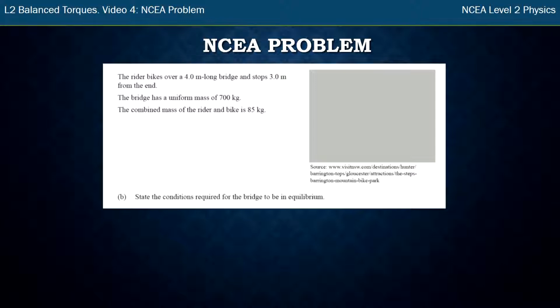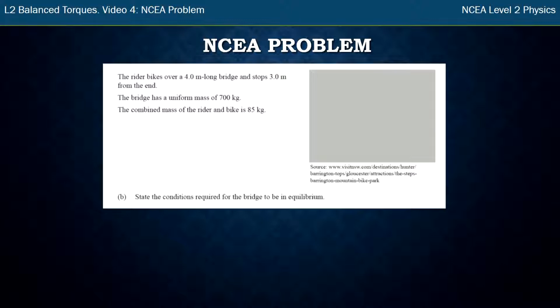A rider rides over a 4 metre long bridge and stops 3 metres from the end. The bridge has a mass of 700 kgs and the combined mass of the rider and the bike is 85. So there's a picture of a bridge there, which isn't shown because of copyright things. But anyway, the first question says, state the conditions required for the bridge to be in equilibrium.